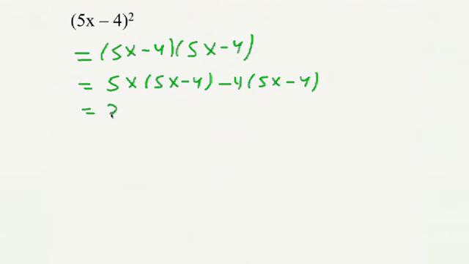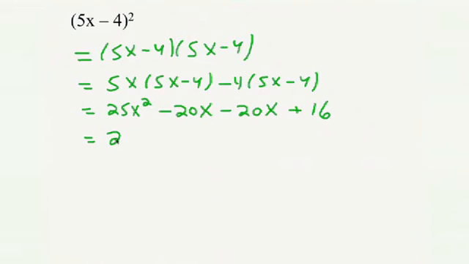5 times 5 is 25. X times x is x squared. 5x times negative 4 is negative 20x. Negative 4 times 5x is another negative 20x. And finally, negative 4 times negative 4 is positive 16.